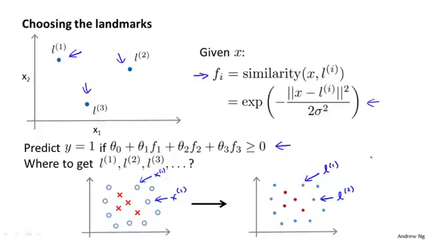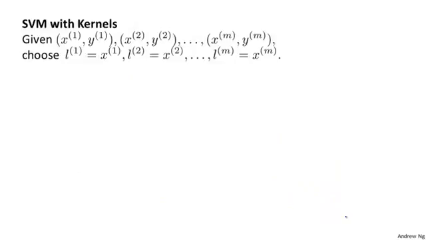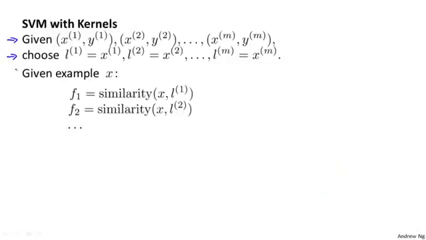But what I'm going to end up with using this method is m landmarks. So I have L1, L2, down to Lm if I have m training examples, with one landmark per location of each of my training examples. And this is nice because it's saying that my features are basically going to measure how close an example is to one of the things I saw in my training set. So just to write this out a little more concretely, given m training examples, I'm going to choose the location of my landmarks to be exactly the locations of my m training examples.